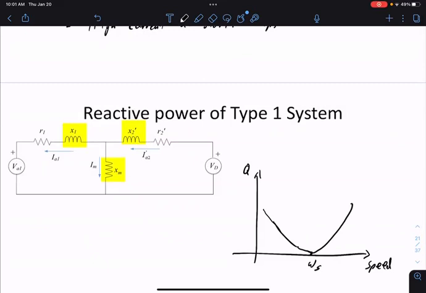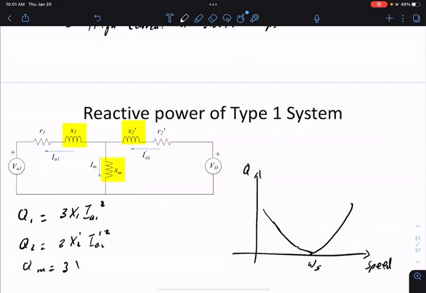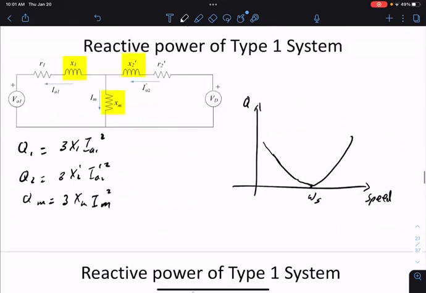So you want to compute all this. Again, this is not a very difficult computation. Q1 is 3 X1 IA1 squared, Q2 is 3 X2 prime IA2 prime squared, and QM is 3 XM IM squared. Your total reactive power is the sum of all these. It's a sum of squares, and it's always positive. There's nothing you can do about this.